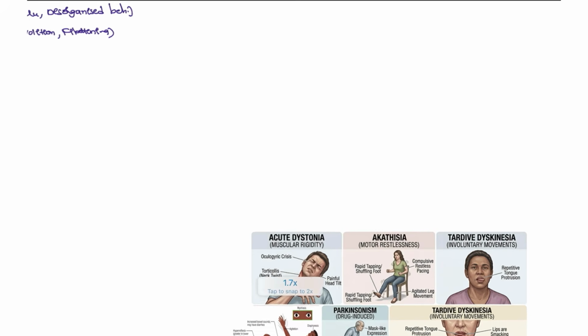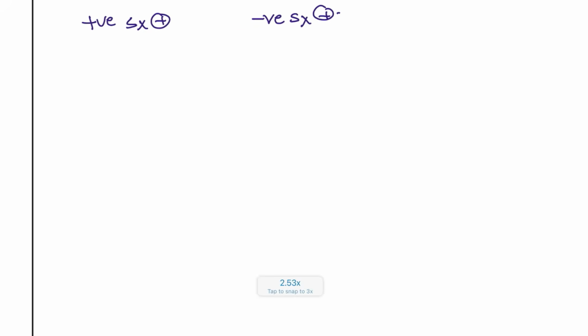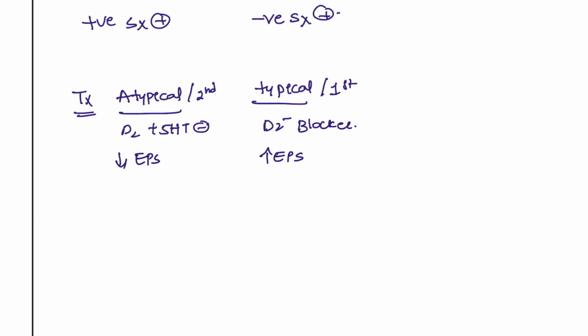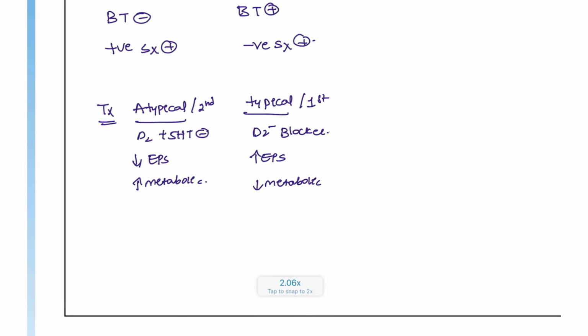Okay, next. We are going to give the drugs, right? How are we going to give the treatment for this patient? We are going to use atypical versus typical drugs. The typical drugs are known as first generation, and this is the second generation. First generation: D2 blockers. Here, second generation: D2 plus serotonin blockers. The first generation is highly associated with extrapyramidal symptoms, while the second has fewer extrapyramidal symptoms but is highly associated with metabolic symptoms. Okay, these are the features.